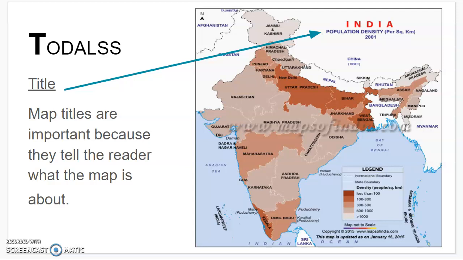So a title, first thing you should look at, it will instantly tell you what the map is about. So you could try to figure out what's going on, but if you look at the title, you're going to immediately know how to interpret the information in front of you.